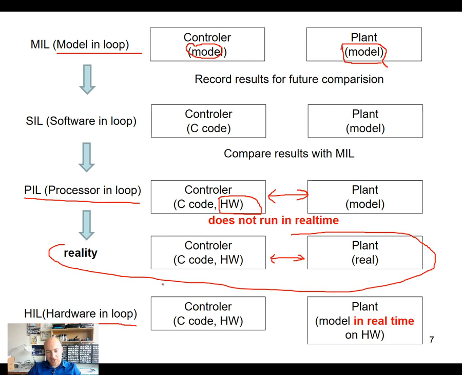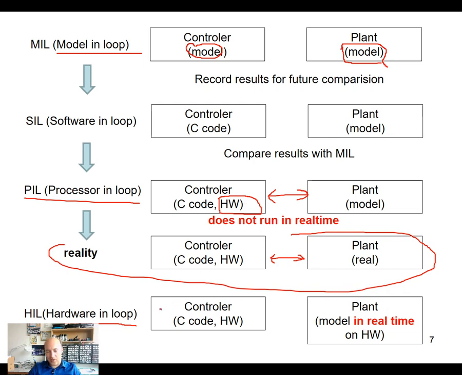So this is the stage that we should reach at the end of the semester. We will have the real hardware, and we will have the model, and here we will communicate with the real system. Now here there is a note that this does not need to run in real time. If it's called a processor in the loop, then it does not need to run in real time. So the plant model can run very slowly, and also the controller model can run very slowly.